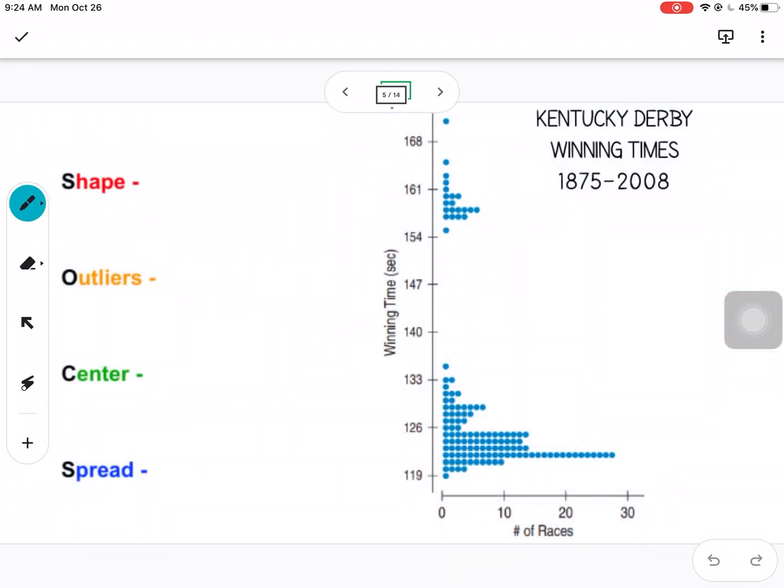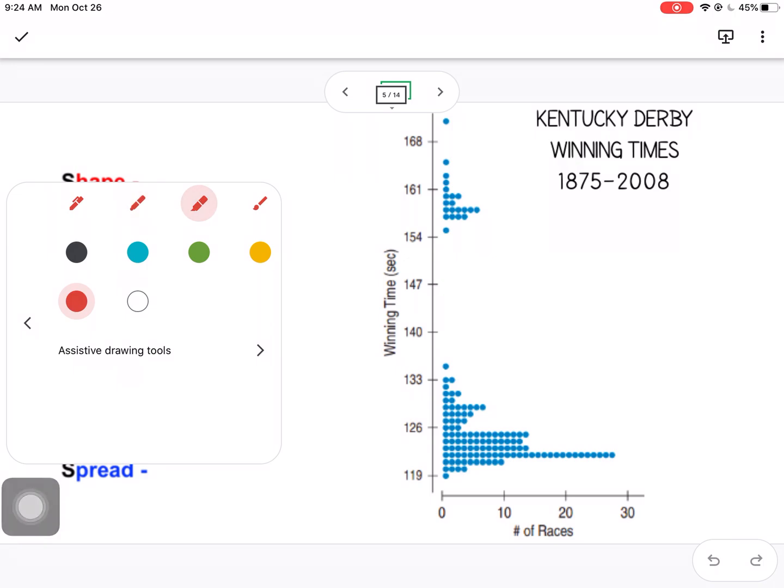So I want to try one example with you guys. That's all basically for the main notes. So you could pause your video at this point and get out a notebook if you want to. But basically, I want to talk about this graph here, and we're going to describe it using shape, outliers, center, and spread.